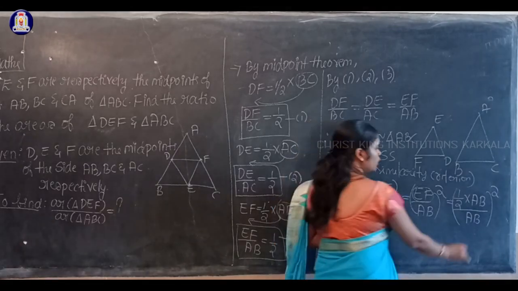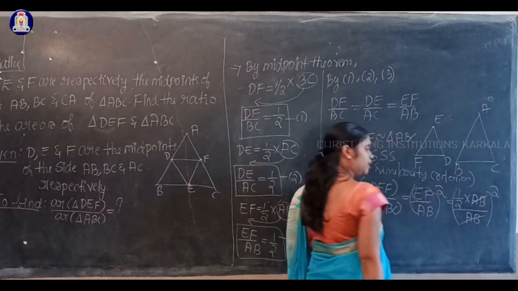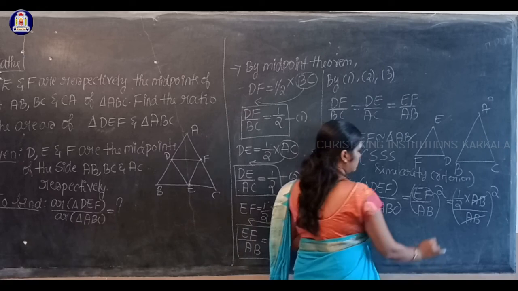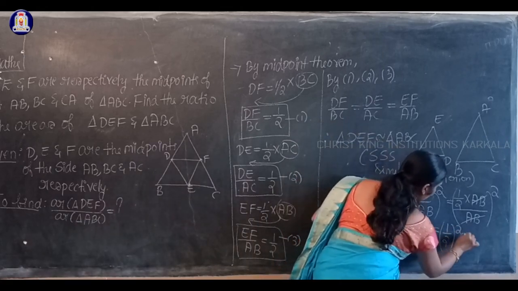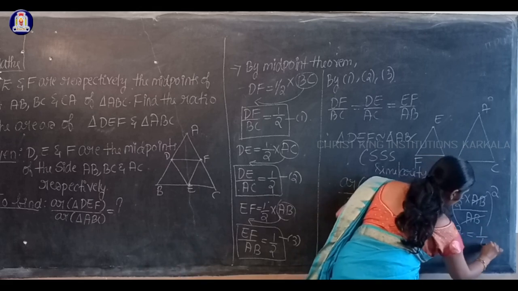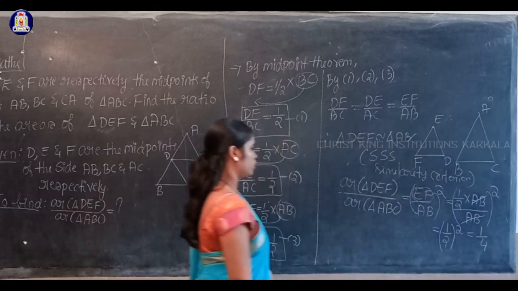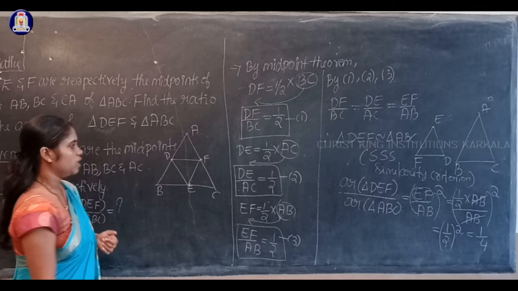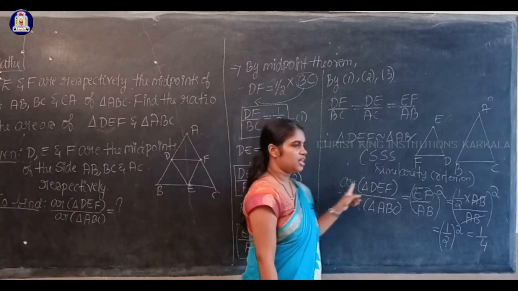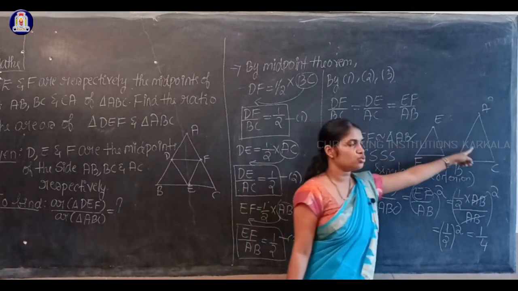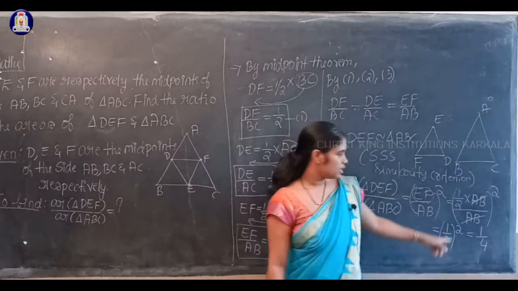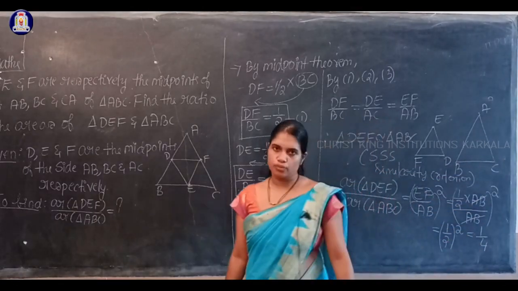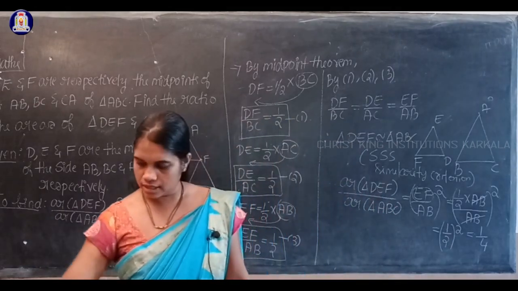Now, can I cancel this AB and AB? Yes. So then I'll get this is equal to 1 by 2 whole square. So 1 by 2 whole square is equal to 1 by 4, isn't it? So therefore, the ratio of the areas of these two triangles will be equal to 1:4. The value is 1:4. So this is your result.